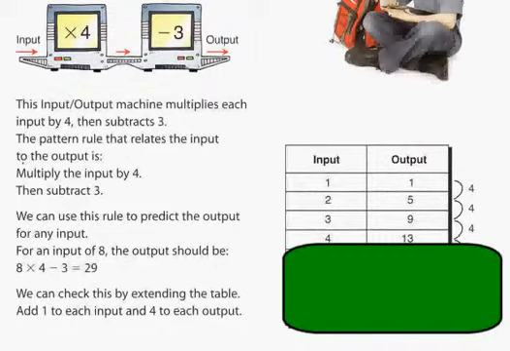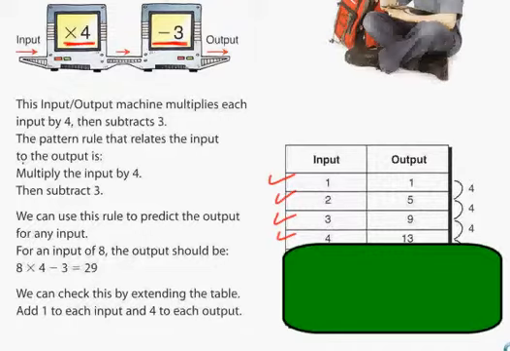Alright, if we look here, we can see that same input-output machine that we figured out in the last video. You can see the operations are written inside that input-output machine. We've got a ×4 and we've got a -3. And we already proved that those are the correct numbers and operations because we checked input 1, input 2, and input 3. So looking at the pattern, we know that 4 is correct.